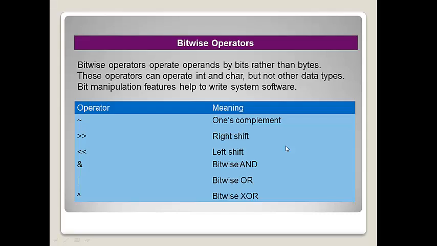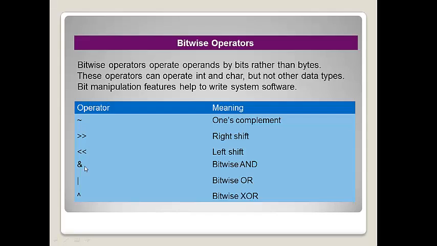Bit manipulation operators help to write system software, such as translators, operating systems and device drivers. These are all the bitwise operators. This one is the ones complement operator. The double greater than symbol is called the right shift operator. The double less than symbol is called the left shift operator.